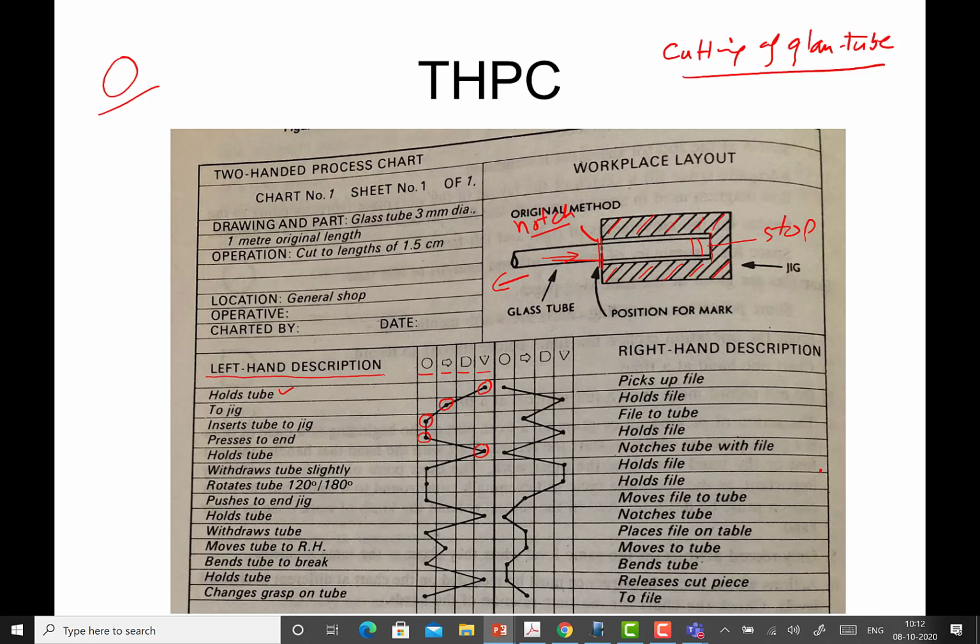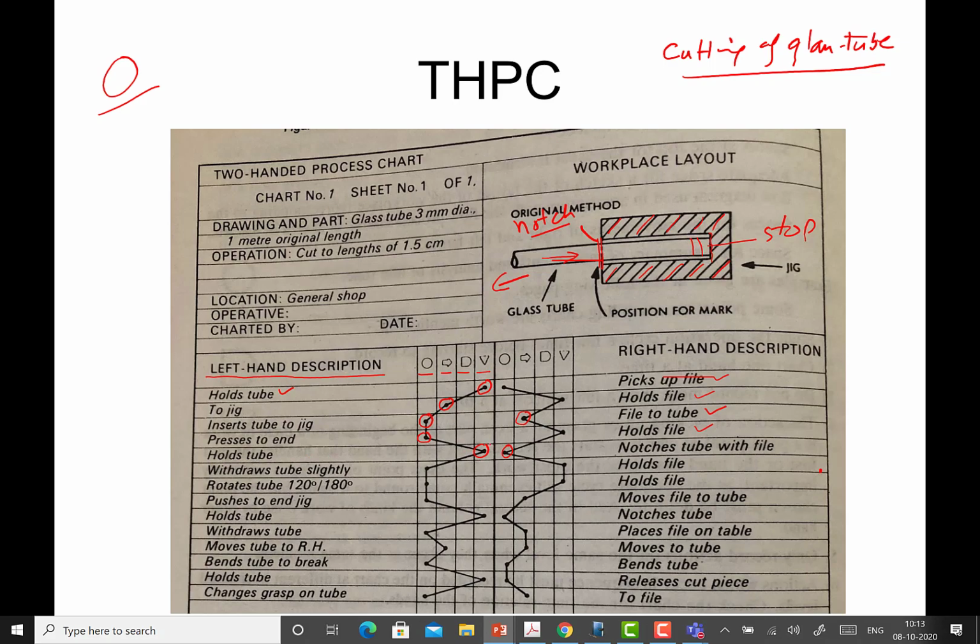Okay, at the same time, if you see up to this, picks up the file. When the tube is held, the file is picked at the same time. Holds the file, files the tube. So when the tube is inserted to the jig, file the tube. This is being done for notching purpose. So the file is moved to the tube. So this is the transport. Holds the file, then notches the tube with the file. So this is the operation. Okay, the tube is held.